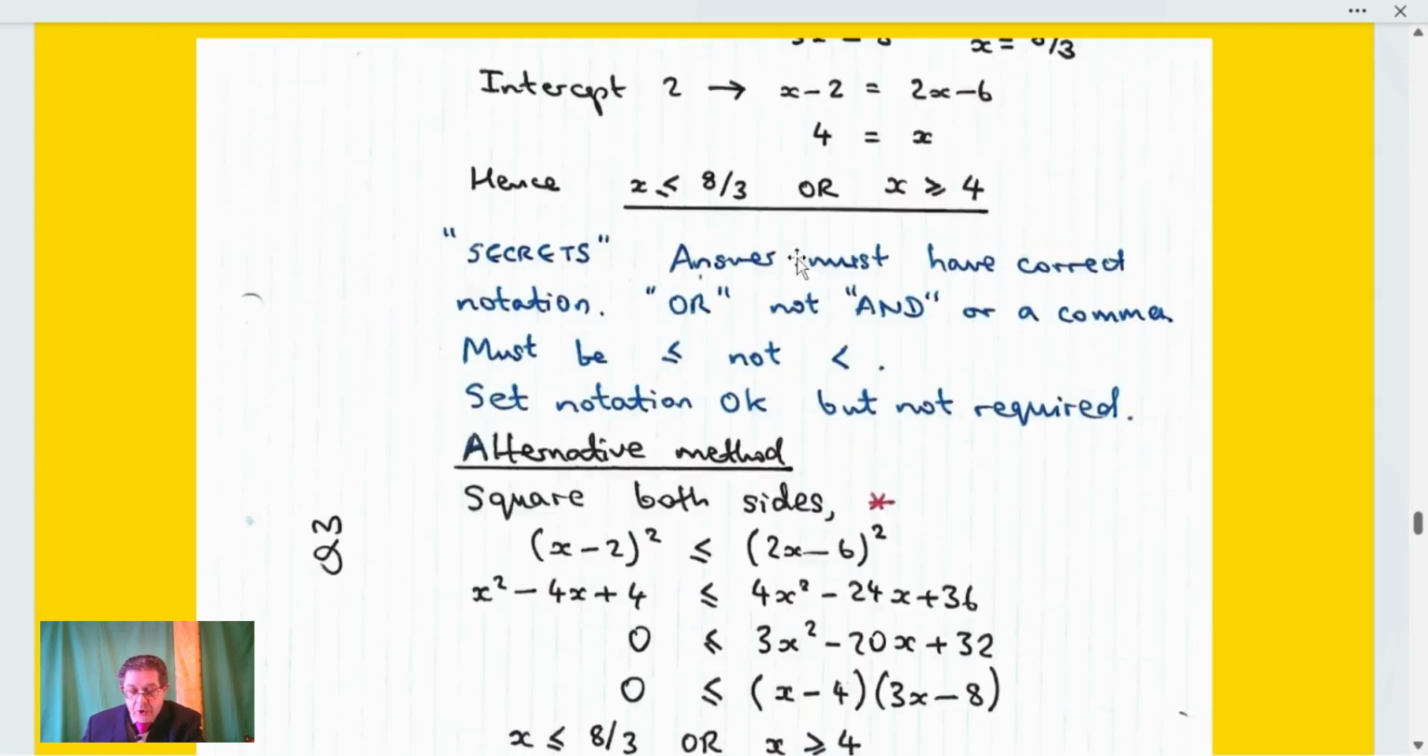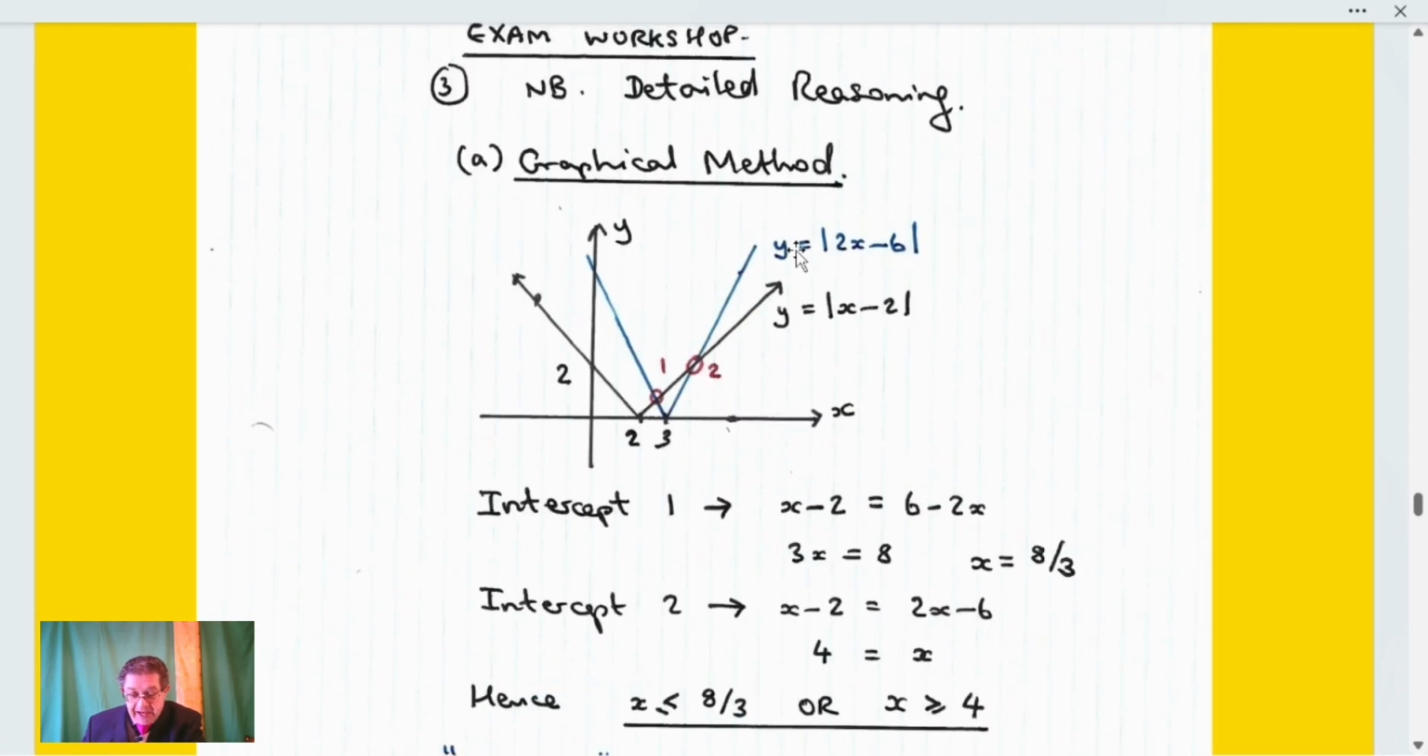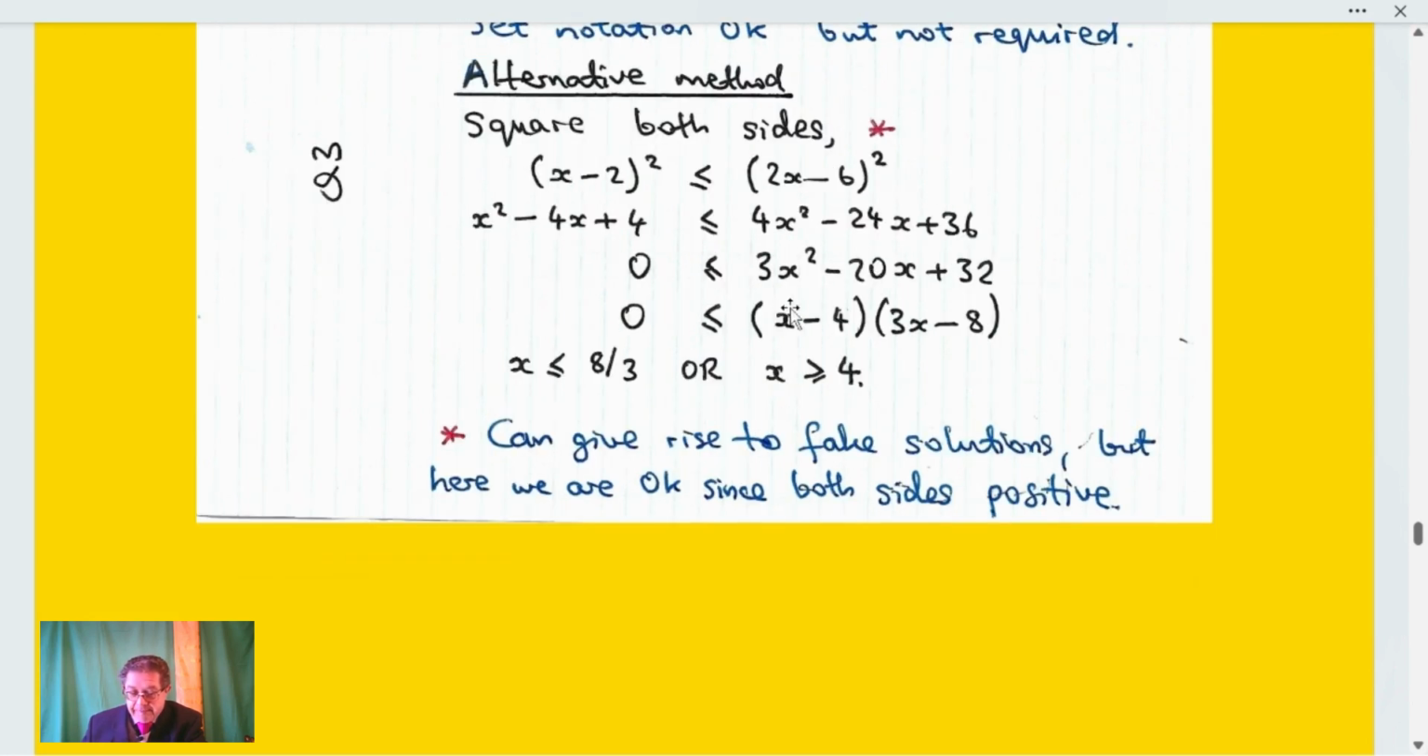Alternative method here. I've said normally squaring both sides is not a good method. Here, it will be absolutely fine because both sides are positive. So squaring both sides, a positive number less than another positive number, square them. The first square will still be less than or equal to the second square. Multiply out, make it into a quadratic, and note that the answer is going to be when x is less than or equal to 8/3 or x is greater than or equal to 4.